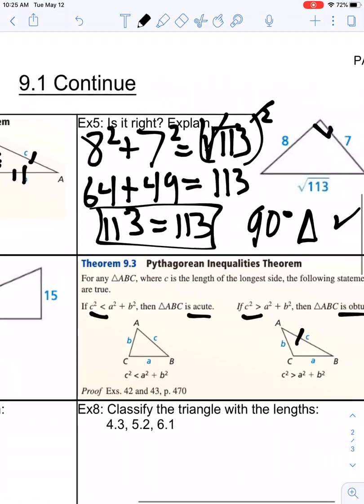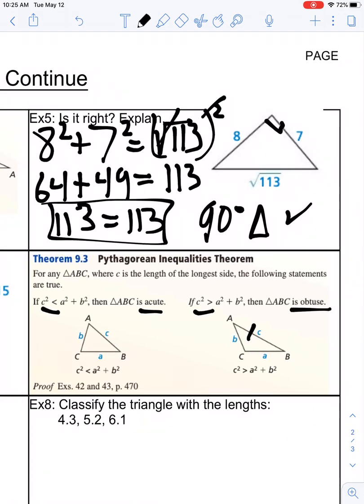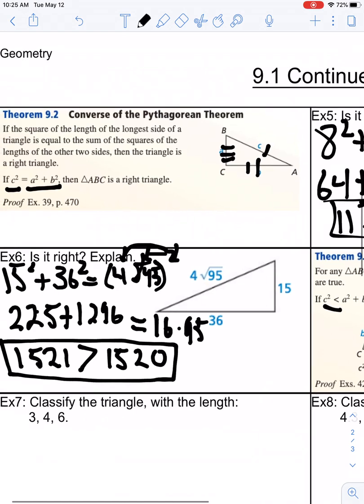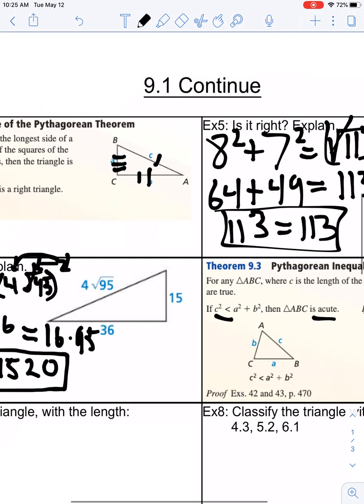So if we look at our theorem over here, where do we have that scenario? Over here we have a squared for this first one. For acute, it means that a squared plus b squared must be bigger than c squared. Over here, when we have obtuse, it means that c squared has to be bigger in value. So let's go back over here, and we find that c squared is smaller. If c squared is smaller, this has to be acute.